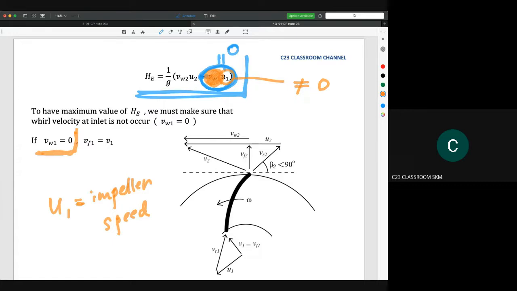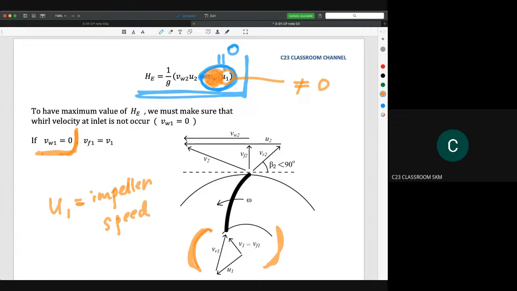So it means that if turbulence does not occur at the inlet, the whirl velocity at the inlet, which is V1, will be equal to 0. Okay, so this is the idea. That's why in my previous slide you could see that at the inlet the velocity triangle is written like this. Okay, so why could we write it like this?